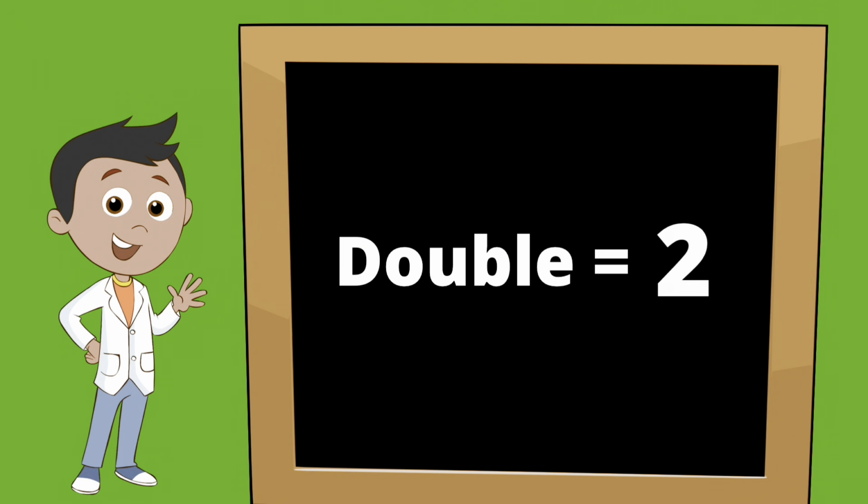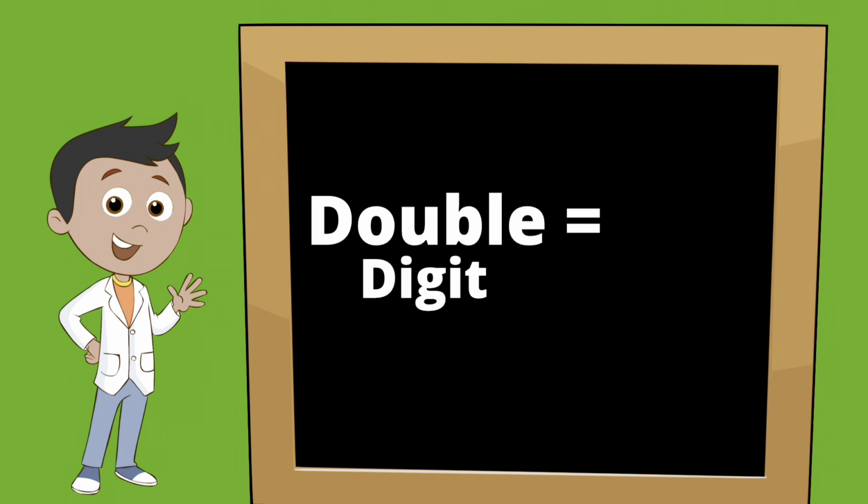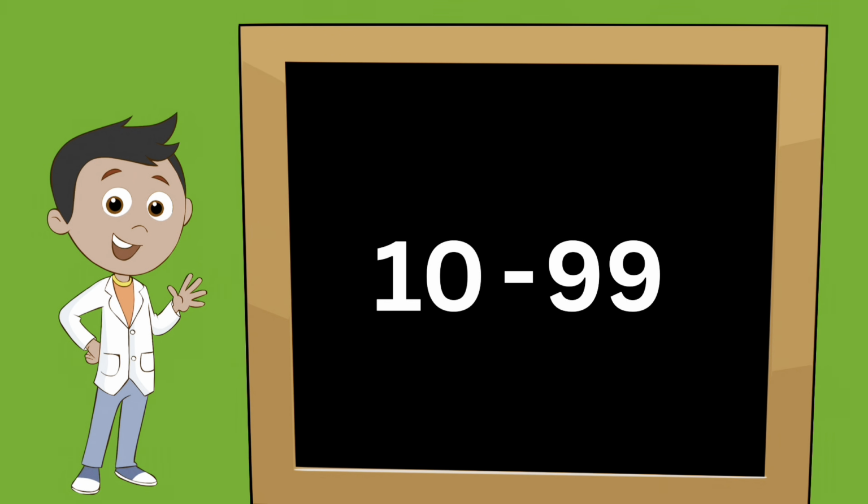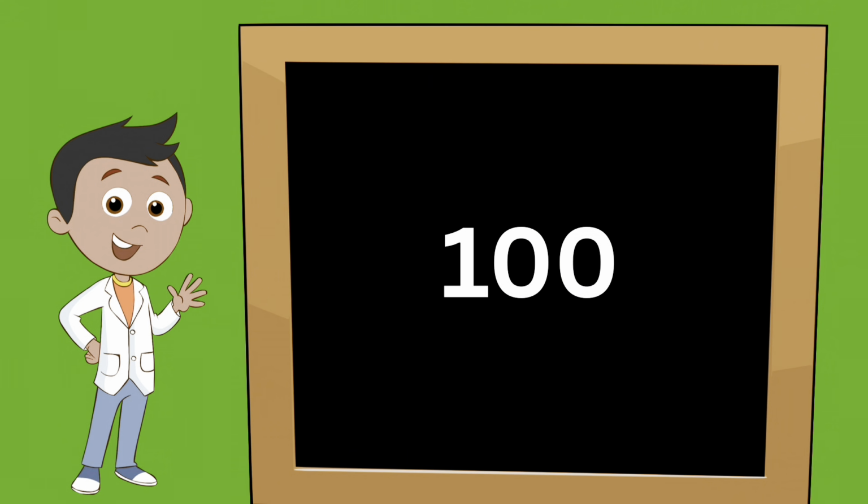Double means two. Double digit means 2 digits. That means each number will have 1, 2 digits. The number on the right represents how many ones there are, and the number on the left represents how many tens there are. Double-digit numbers can be any number from 10 to 99. 100 does not count. 100 has 1, 2, 3 digits.